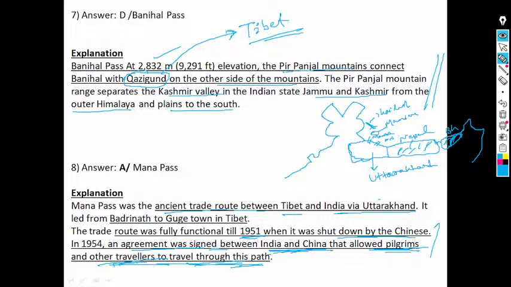India and China that allowed the pilgrims and other travelers to travel through this path.